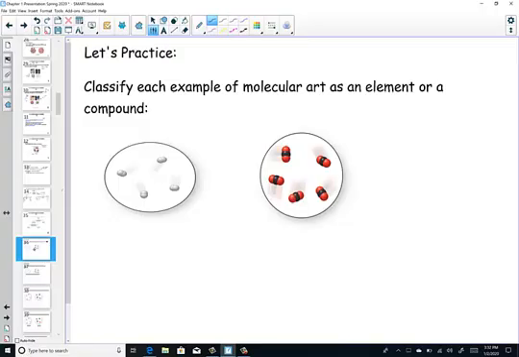I notice in the first, I have just one kind of atom. One kind of atom we know to be an element. And in this molecular art picture, I have two different kinds of atoms. Therefore, it is a compound, two or more different types of atoms chemically bonded together.